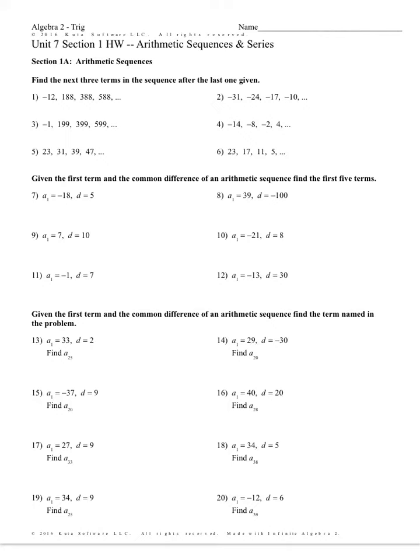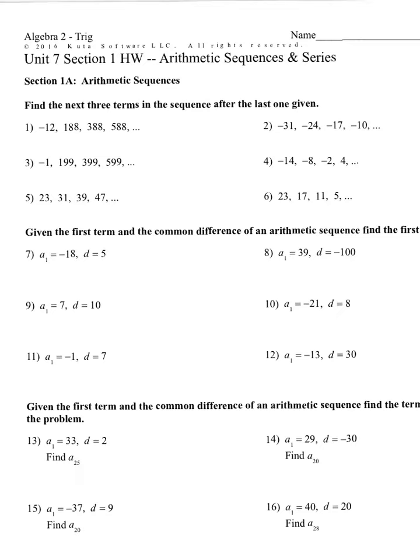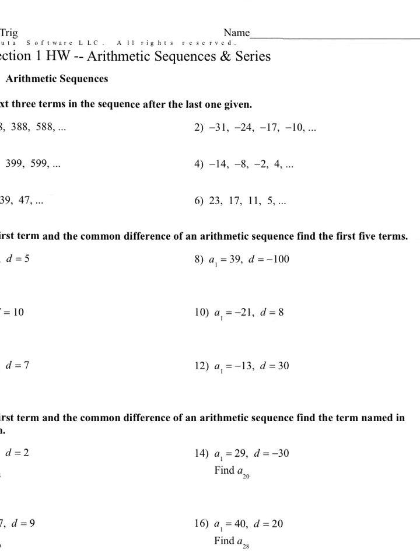So the first one we're going to look at here is number 2. So let's zoom in on number 2. It says find the next 3 terms in the sequence after the last one that's given. So if we look at number 2 right here, we've got negative 31, negative 24, negative 17, negative 10, and we're trying to find these next 3 terms.